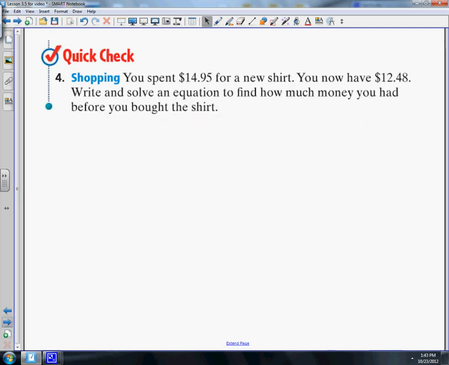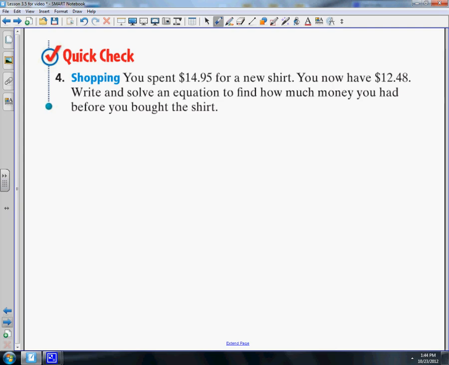All right, last problem. You spent $14.95 for a new shirt. You now have $12.48. Write and solve an equation to find how much money you had before you bought the shirt. So think about it again. You spent $14.95 for a new shirt. Okay? You now have $12.48.